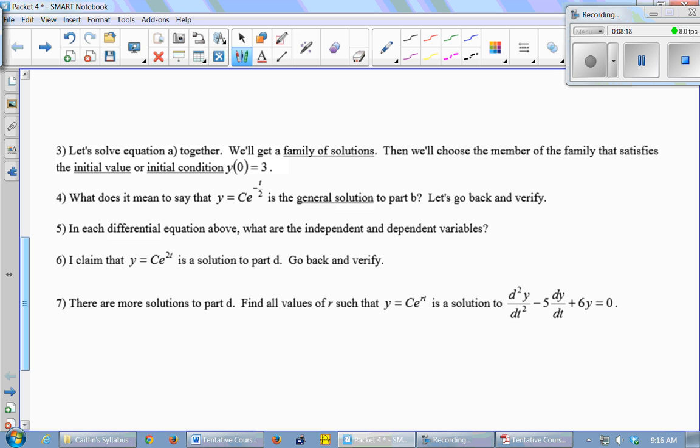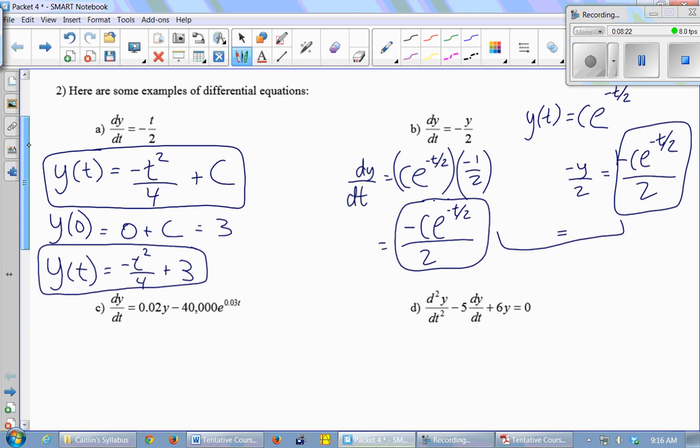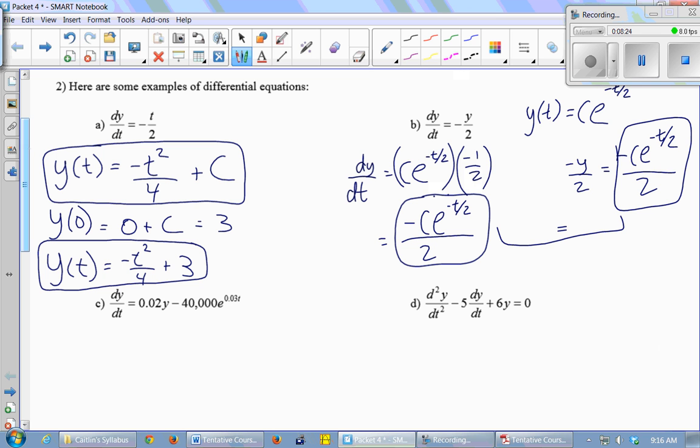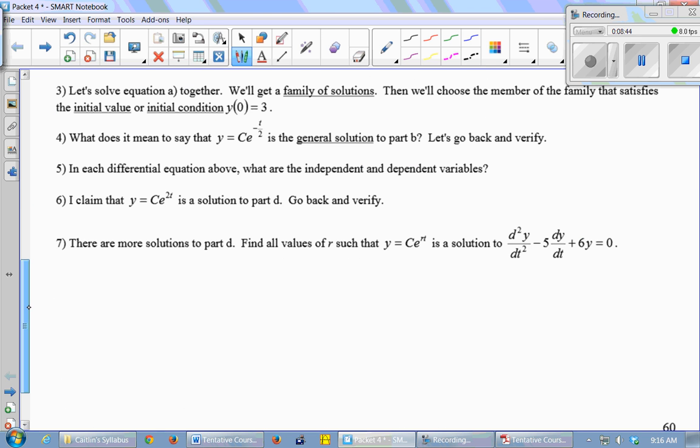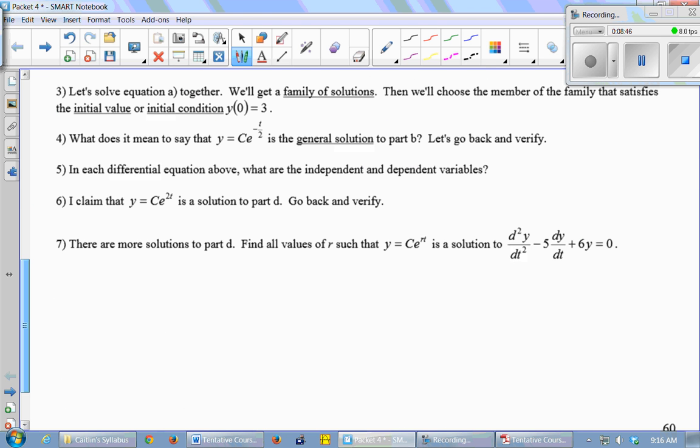Okay. So in each differential equation, I would like to know what the independent and dependent variable is. In all of them, what is the independent variable? T. And the dependent variable? Y in all of them. And you know that by looking at the dy dt, right? The independent variable is always on the bottom. That's the with respect to variable. So in all of these, independent is t and dependent is y.